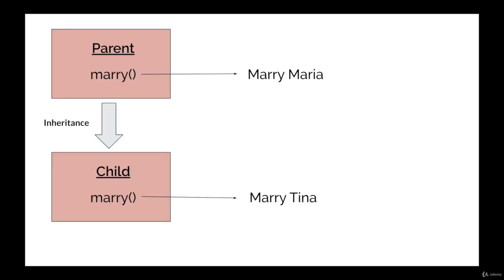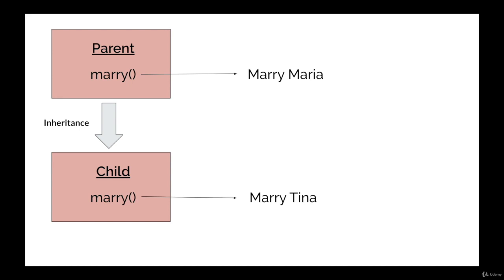So let's take this example. We have a parent class, and you are the child of the parent. Every parent makes sure that his or her child gets married, or they at least wish so. Suppose the parent has defined a method called marry, and they say that you have to marry Maria.